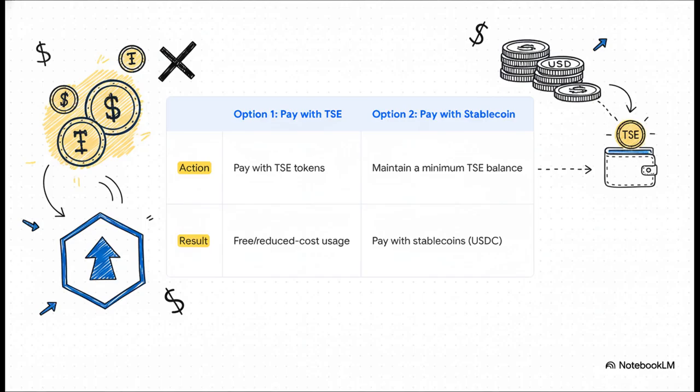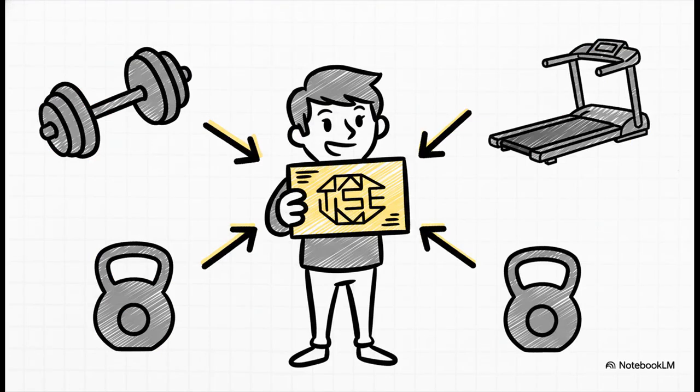Simple enough, but what if you want to use something more familiar, like a stablecoin? That brings us to option 2. You can totally pay with something like USDC, you just need to be holding a certain minimum amount of TSC tokens in your wallet. And honestly, this is the best way to think about it. It's like a gym membership for transactions, right? You don't pay a fee every single time you pick up a dumbbell. That would be insane. You pay for a membership, and that gives you access to the whole gym. Here, just holding the TSC token is your membership. It's your all-access pass to the network, and it lets you use whatever currency you want for the actual payments.